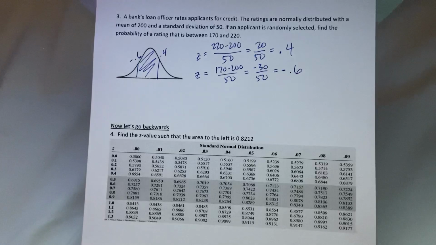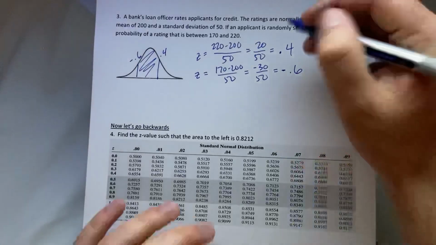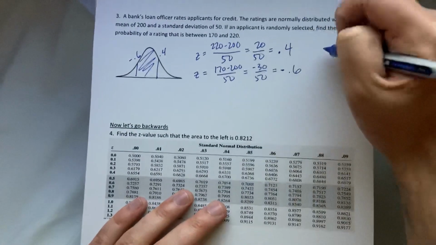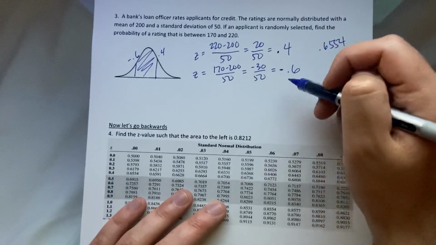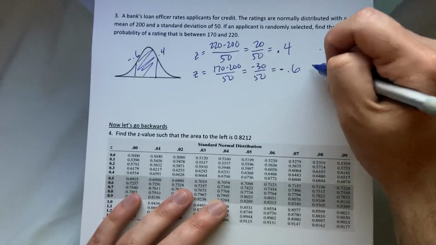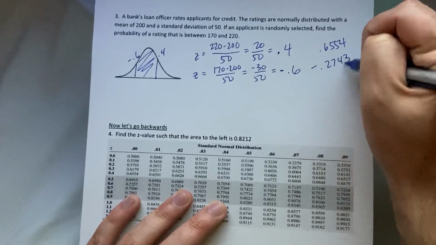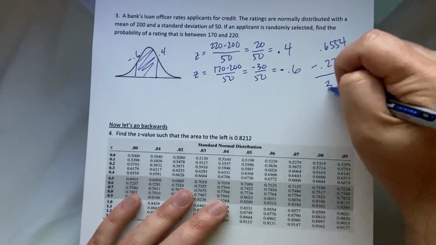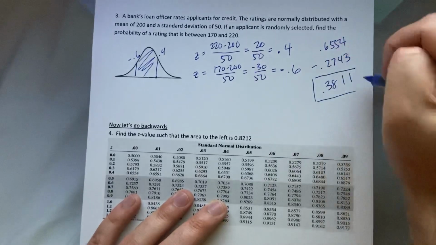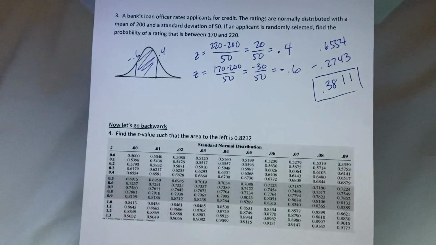If we use the table, we find the area to the left of 0.4 is 0.6554. The area to the left of negative 0.6 is 0.2743, and we subtract them. So the chances of finding someone between those two, if a person's picked at random, is 0.3811.